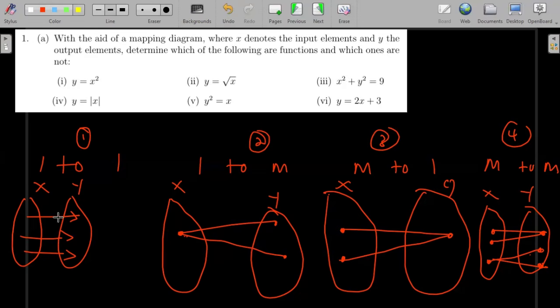So if we consider a one-to-one, are we going to say this one here is a function? Yes, we're going to say this one is a function. So why is it a function? Because each input here is being mapped to exactly one output there.